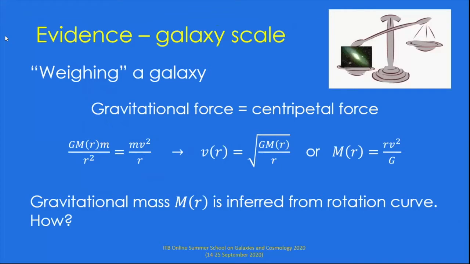Let's start with the galaxy scale. On the galaxy scale, the evidence for dark matter can be summarized as the mismatch between luminous mass and the gravitational or the total mass of galaxies. How can we weigh a galaxy? This is done basically by equating gravitational force with centripetal force here, so that we obtain the mass enclosed by radius r from the center of the galaxy. So basically, we need to measure the rotation curve, or v as a function of r, in order to determine gravitational mass.